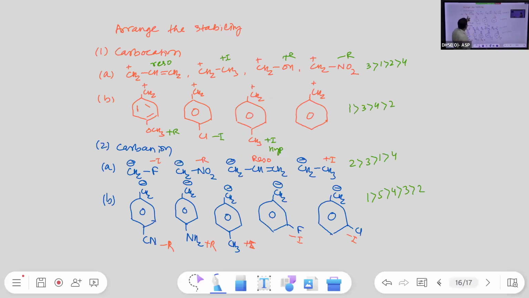In allyl carbocation, it is the resonance because it is dispersing the charge. But due to the presence of OH, it is the pulsar effect. Because the pulsar group, the OH, is delocalizing the electron. That is delocalizing the electron. So that is the difference between plus R resonance and minus R resonance. Complete? Okay, good.